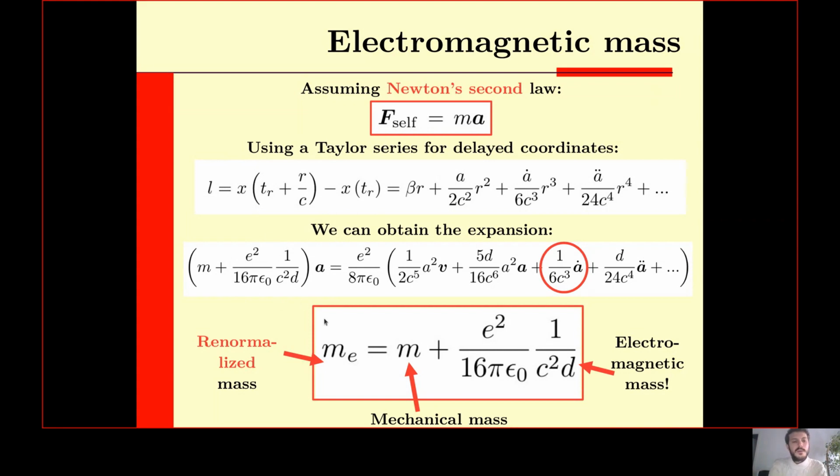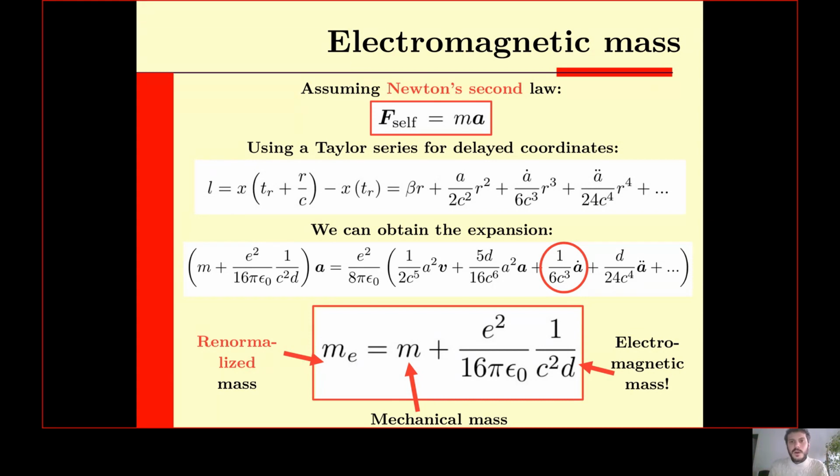Frequently it is considered that this leads to a renormalized mass of the electron. This would be the bare mechanical mass, and then the dressed or renormalized mass would also have to take into account the electromagnetic mass of the particle. This is what it is. You can find this frequently in papers or things similar to it.